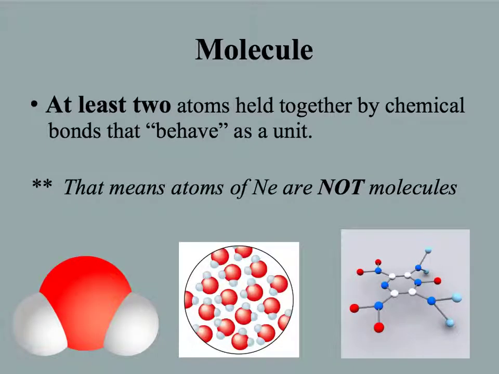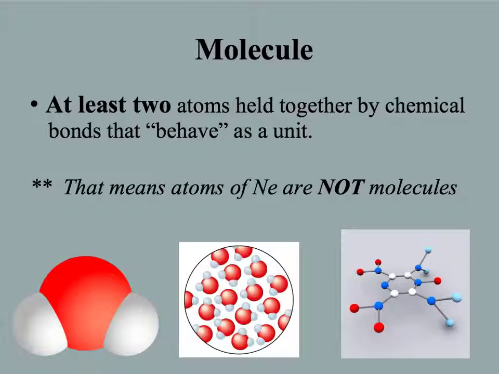Let's talk about molecules now. Molecules have at least 2 atoms that are held together by a chemical bond, and those bonds hold the molecule together. Those atoms then act as a unit that we call a molecule. So if we look, for example, at a sample of neon atoms, they don't bond to other atoms of neon, so we would not call them molecules.